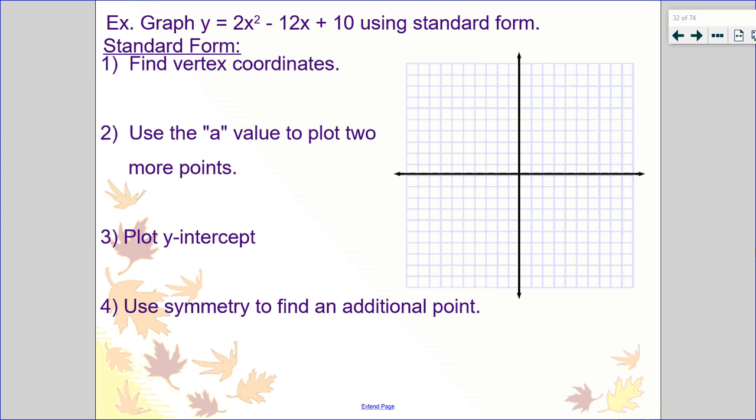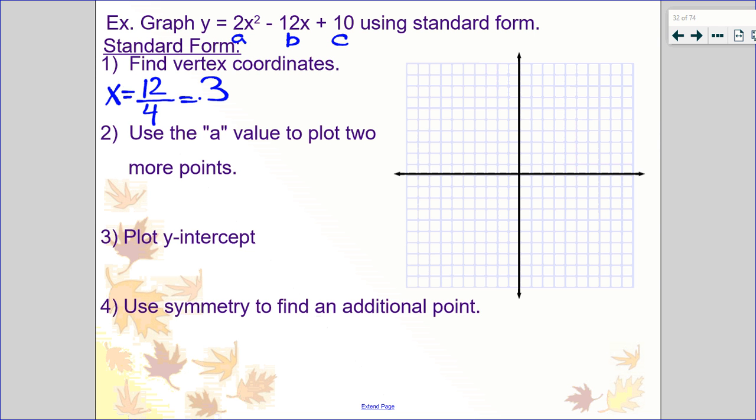Okay. So here are the directions for graphing in standard form. I'll just repeat these on each slide so we can remind ourselves how to do it. So the first thing we're going to do is find our vertex coordinates. Well, just a reminder, 2 is going to be A, -12 is going to be B, 10 is going to be C, just like we did in the quadratic formula. So the x value of the vertex is -b, so that's a -12, over 2a, 2 times 2 is 4. So the value of x of the vertex is going to be 3.